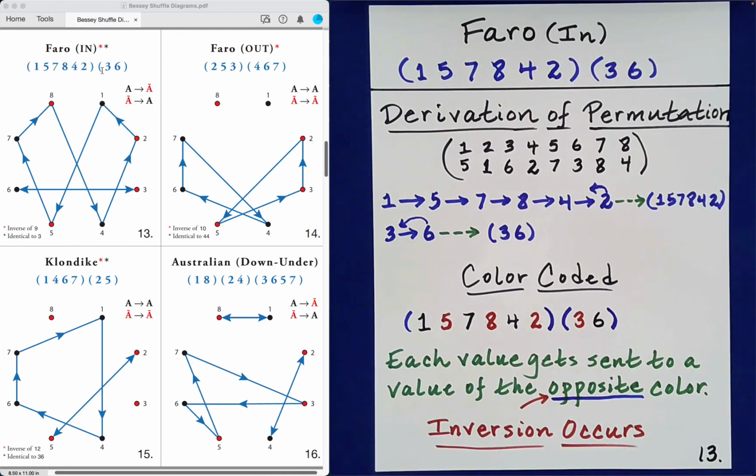And then we have a remaining 2 cycle, which is also called a transposition. So we need to go down to 3, and then there's an arrow from 3 to 6, but also since 6 wraps around to 3, there's an arrow from 6 to 3. And so they just switch back and forth every time that shuffle is performed. And as already noted, inversion of our Bessey sequence occurs.